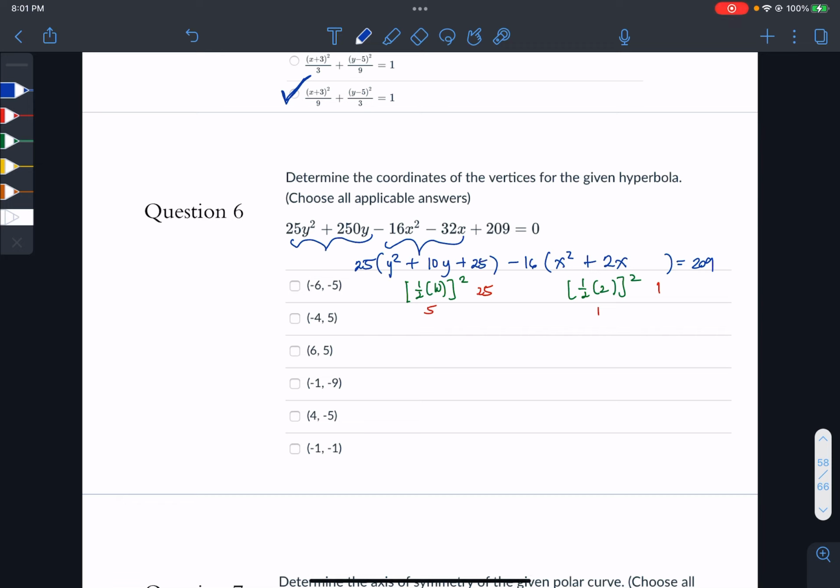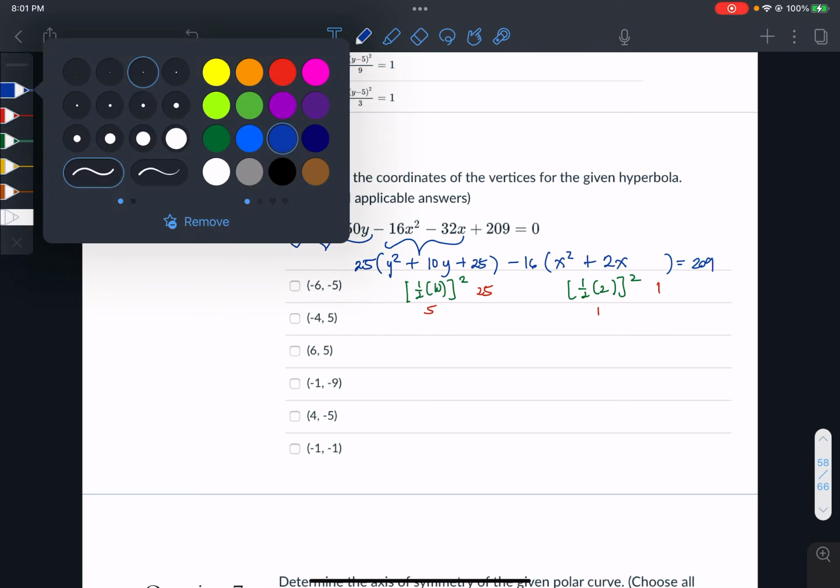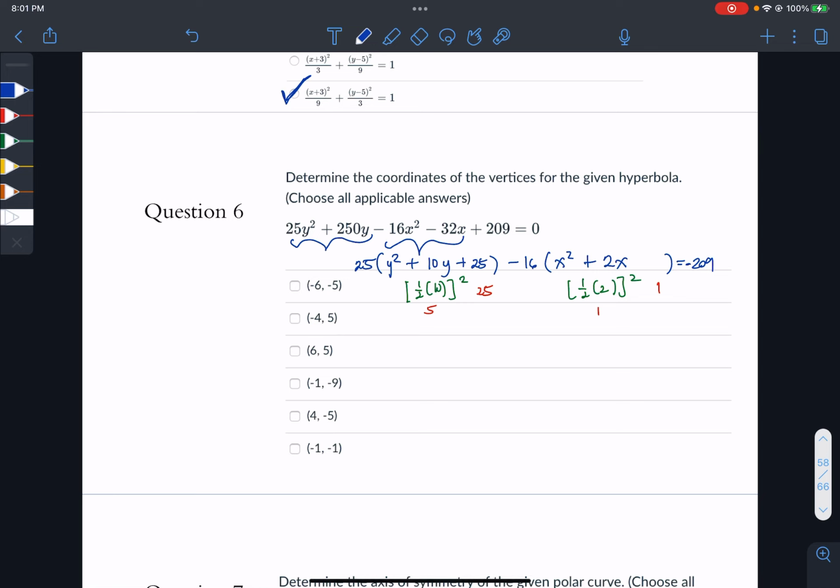So pag nag-add ako ng 25, ganun din dito. By the way, this one is negative 209. And magpa-plus ako ng 25 times 25. And then, mag-add ako ng 1 dito. Diba? So, 1 times negative 16. So, that would be minus 16 times 1. Okay? So, ang in-add ko dito is 25, because half of 10, which is 5, squared is 25. Kaya lang nakamultiply siya sa 25, so kaya nag-add ako ng 25 times 25.